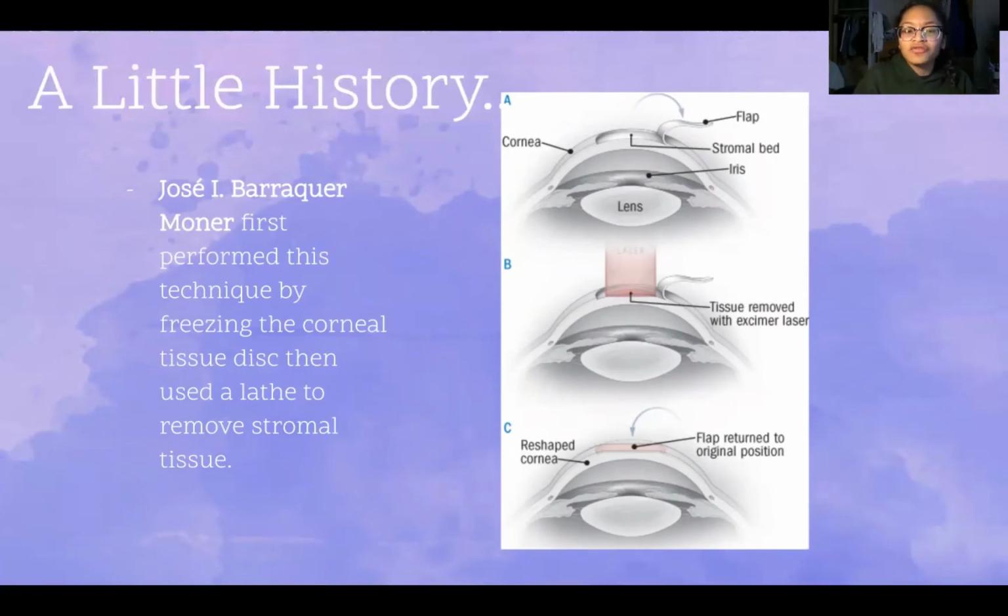Jose actually first performed this technique by freezing the corneal tissue disc, then used a lathe to remove this stromal tissue right here. So the microkeratome was definitely a development from what a lathe is. I couldn't find a diagram of a lathe where I could show you guys, but just know that it was an innovation.